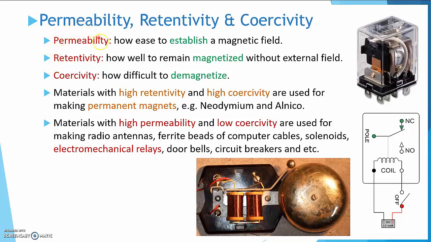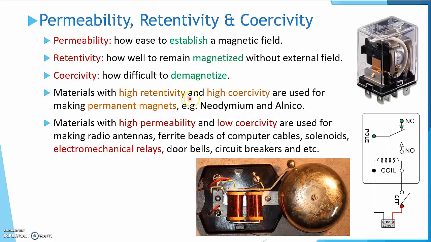Let's have some recapitulation of these three parameters of a magnetic material. Permeability indicates how easy it is for the material to establish a magnetic field. Retentivity indicates how well the material remains magnetized when the external field or magnetizing force is removed. Coercivity indicates how difficult it is for the material to be demagnetized.